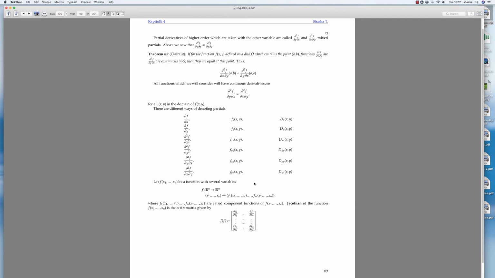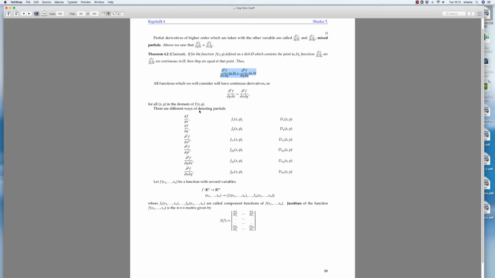So the question is, for what kind of functions is this true? This is the so-called Clairaut's theorem, and it says the following. If you have a function defined on some disk, and you are at a point inside that disk, then as long as these second partials are continuous, they are actually the same. It doesn't matter on the order. If you evaluate them at that point, you get the same value, regardless of the order of differentiation.